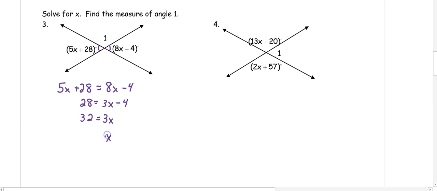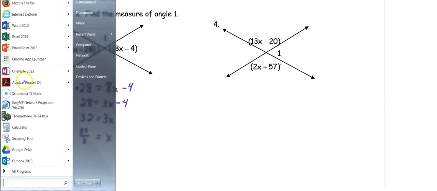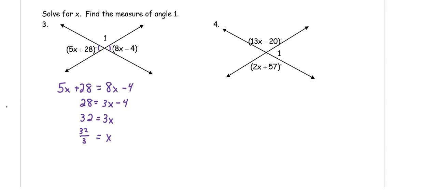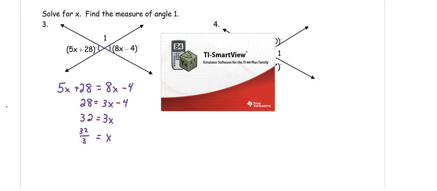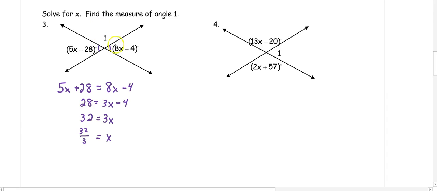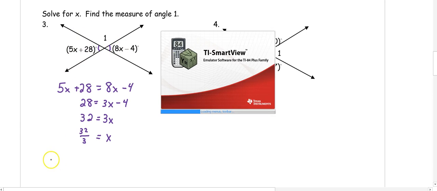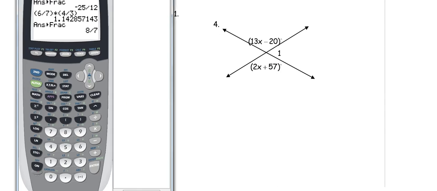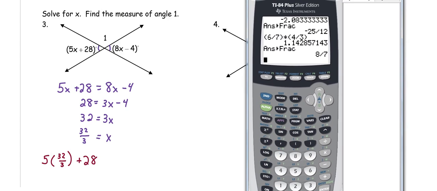Once I solve, I know that x is 32 over 3. Since this doesn't reduce, we're going to leave it as a fraction. Then when I go to find my angle measurement, I'm going to use a calculator just because I have a fraction to deal with. So I'm going to find one of these two measures first. So let's say we're going to find the 5x plus 28. So 5 times 32 over 3 plus 28. I'm going to put that all into my calculator.